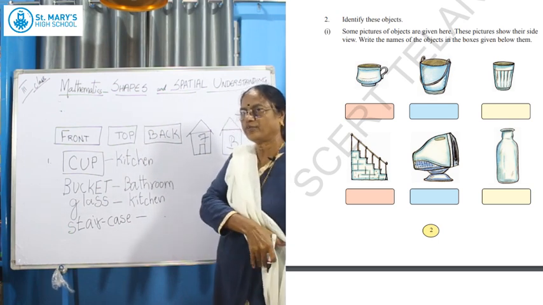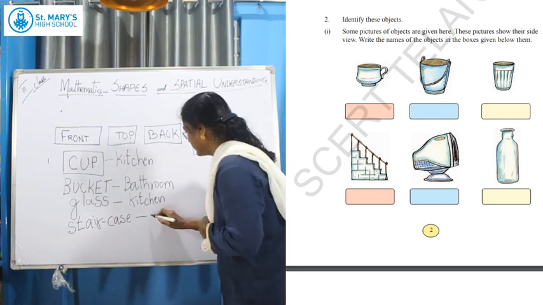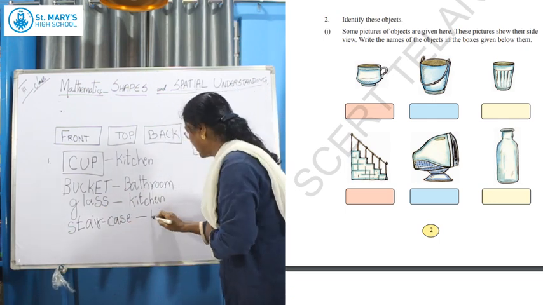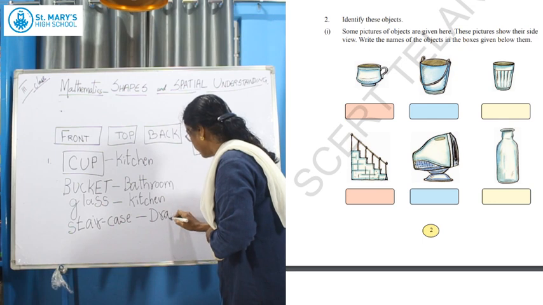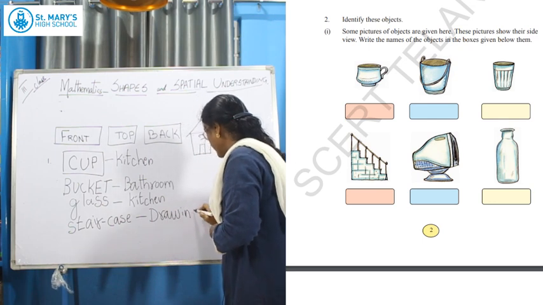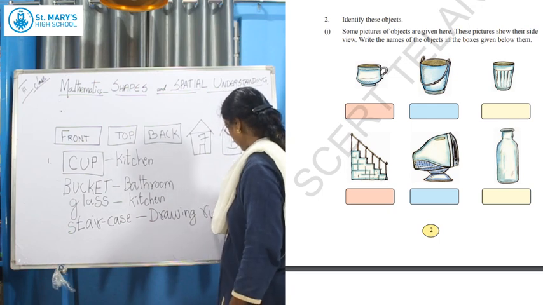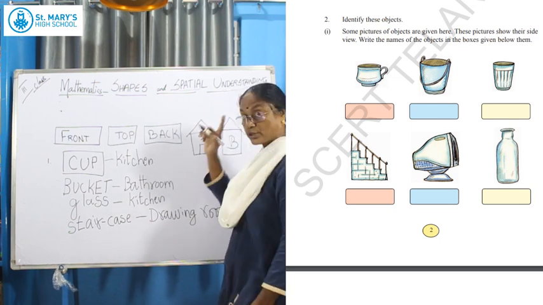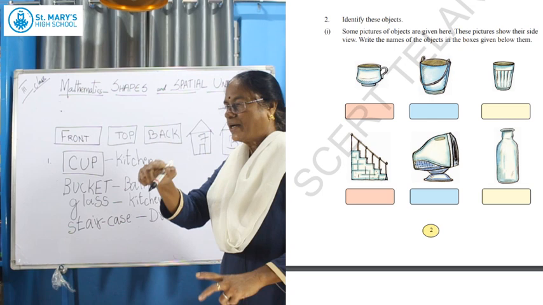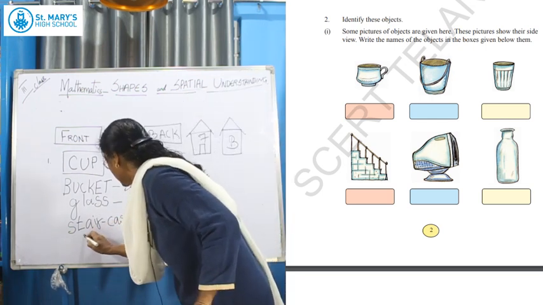Next one, we have here, this you may find in the drawing room. A duplex house has the staircase inside the drawing room. From the drawing room, you go to the top. Write one more you have, that is television.